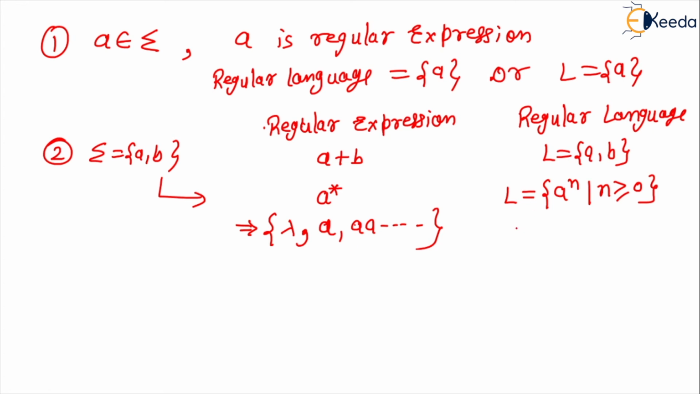Got it? Exactly. If you put the value of n as 0, then it will be null, because anything to the power 0 is null. Input power 0 is always null in theory of computation. If you put n equals 1, then it is a single A. If you put n equals 2, then it is double A. If you put n equals 3, then it is triple A.